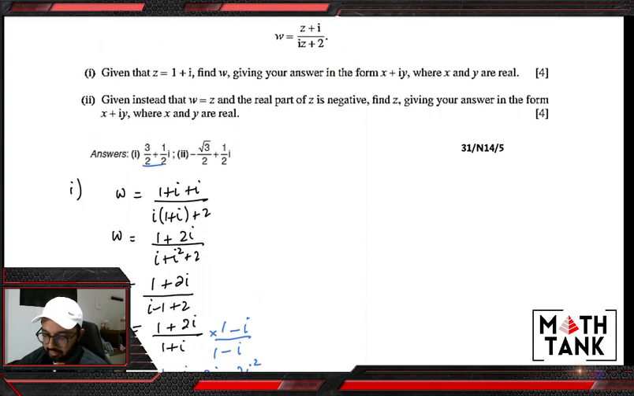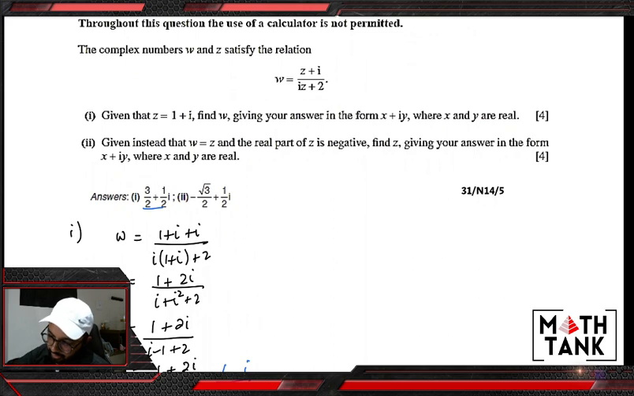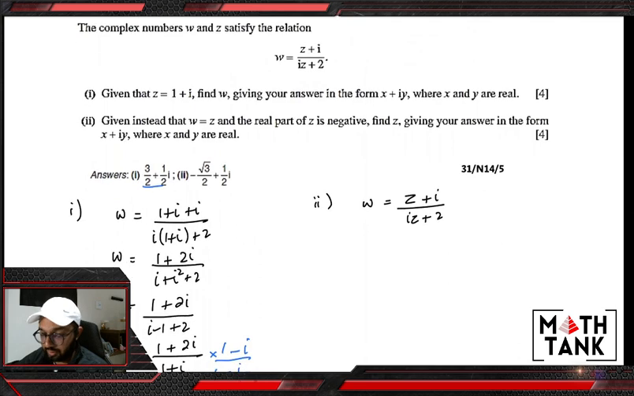So fairly simple. Let's look at part 2. That's the more challenging part. Part 2 says, given that instead that w equals z and the real part of z is negative, find z, giving your answer in the form x minus yi. So what's happening here is that w equals z, so in this case I need to find z and not w. That's something that you should notice right at the start. So what I'm going to do is replace w with z, because that's what the question is saying.